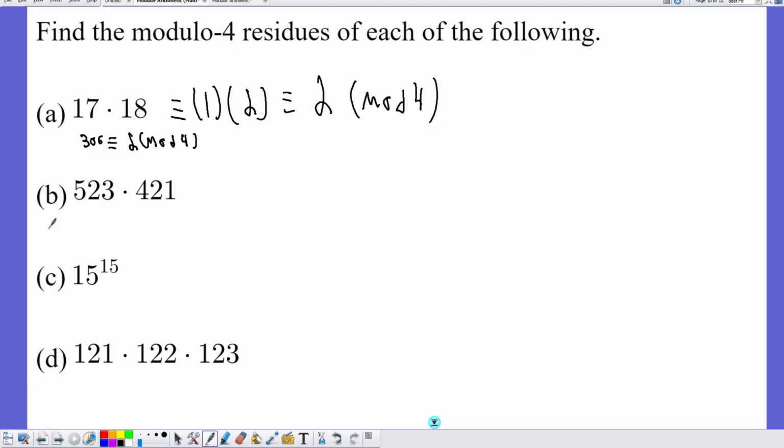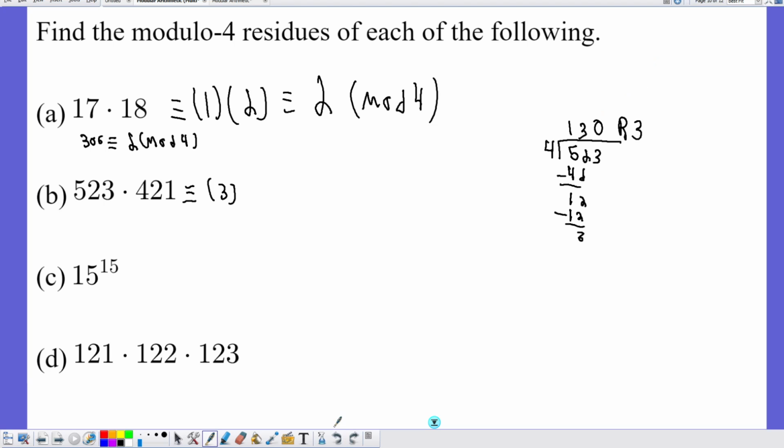Well, if you think about 523 divided by 4, goes in once, subtract, leaving 1, drag down the 2, goes in 3 times, which is 12, drop the 3, goes in 0 times with a remainder of 3. So 523 mod 4 is congruent to 3. Now 421 mod 4.